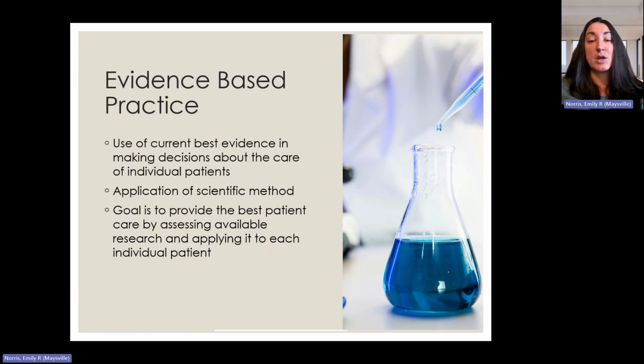Evidence-based practice. So we want to use the current best evidence in making decisions about what care we give to a patient, whether it's modalities or exercises or anything. Evidence-based practice is the best way. You're applying the scientific method to provide the best care. So you're assessing the research, determining what seems to be working best for this type of patient or this type of injury, and that's the treatment that we want to use.